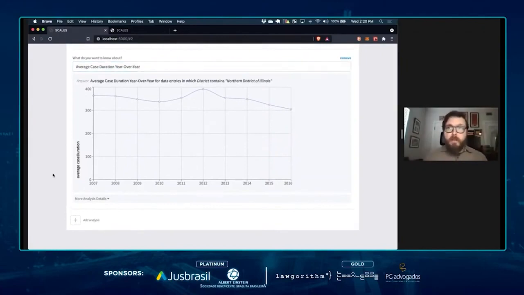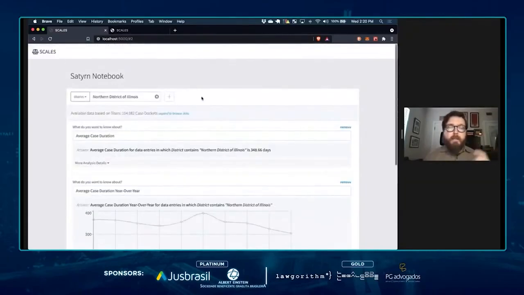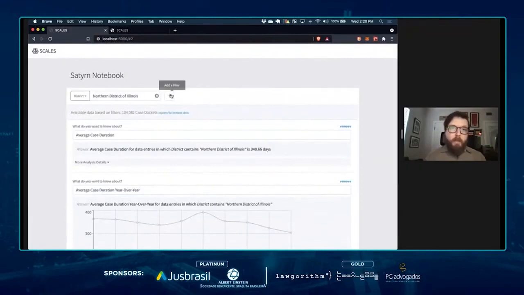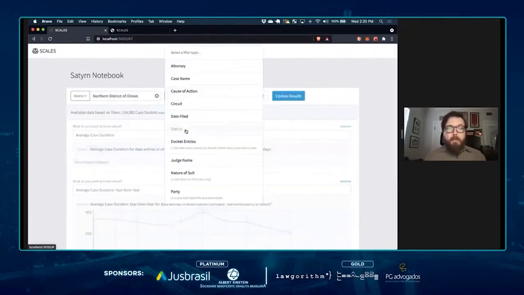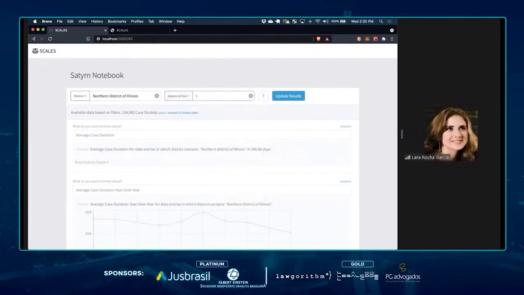So now I've answered a couple questions. I get a sense of how case duration has changed year over year, a little interactive chart. And now I decide I want to drill in more. So I can add a second filter. This time I want to look at cases with a nature of suit related to intellectual property. So I'll select that.